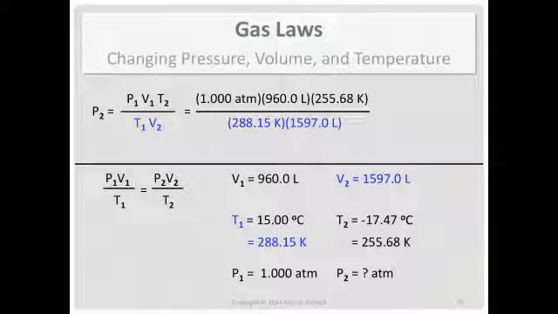Now my first check is a unit check. Liters cancel, temperature units cancel. I have units of atmospheres left. That's good because that's what I want. And there's my final pressure, 0.5334 atmospheres. Now, since pressure, volume, and temperature were all changing, I don't have an easy way to look at that final answer and think, yes, that's good, or no, that's not good.